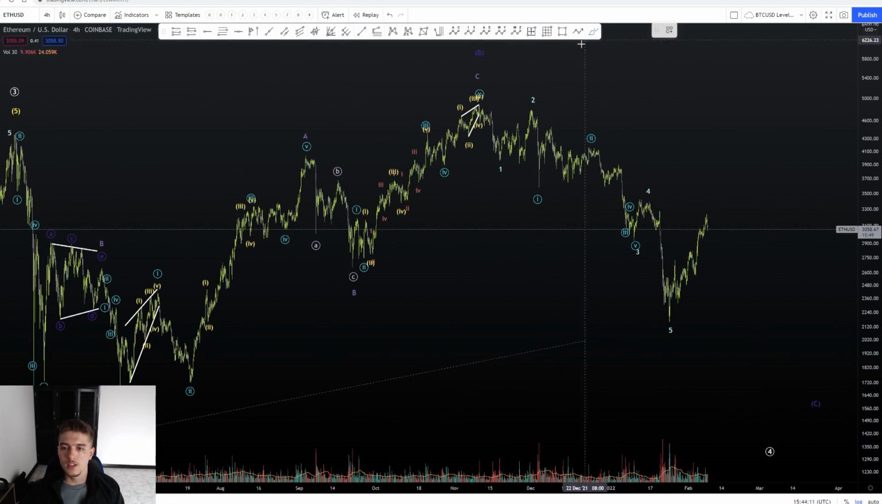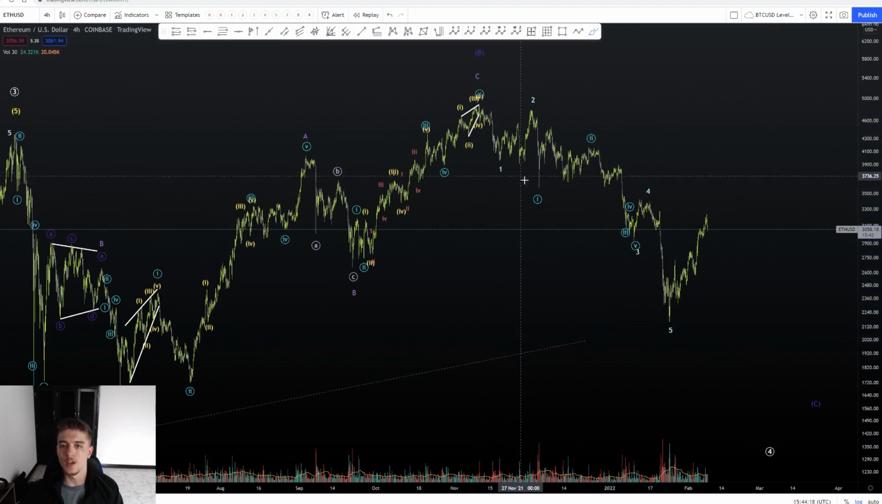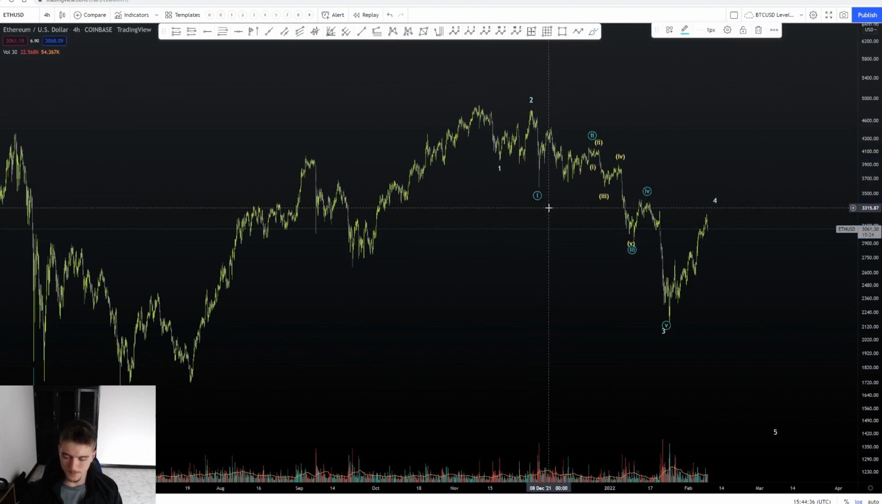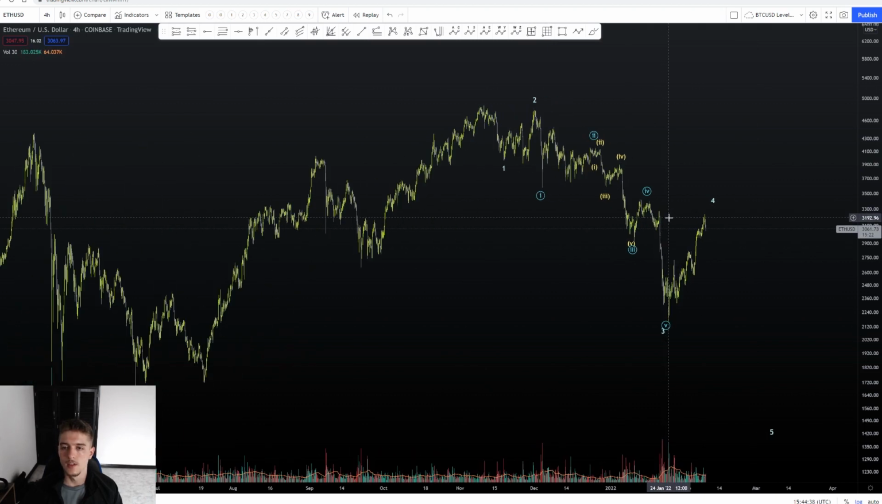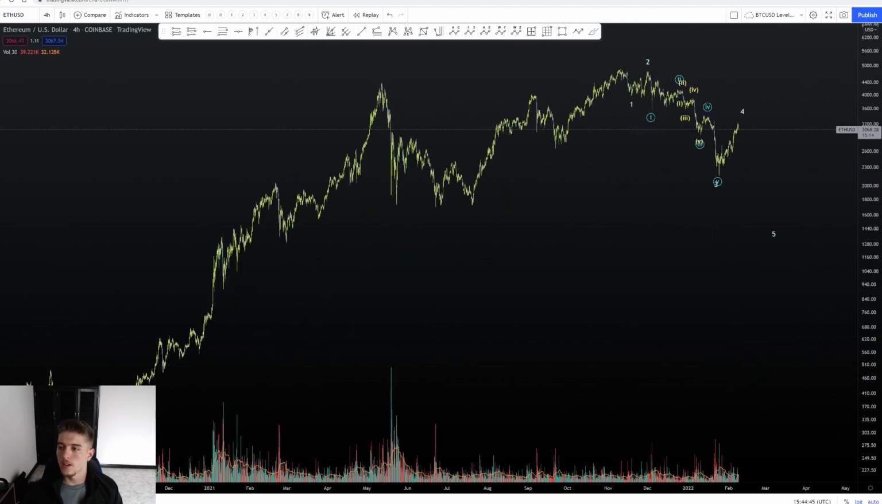Now we could have gotten something like an ABC, but I can't really get a nice ABC, so maybe this is all some sort of WXY. But as far as the flat count goes, I can't get a nice 5-wave structure out of this move. So I'm leaning towards us being in a minor wave 3. So let's delete this right here, which would look like this, where we're coming up for the 4th wave and we have yet to come down for the 5th wave. That's what I'm leaning towards for the flat count.